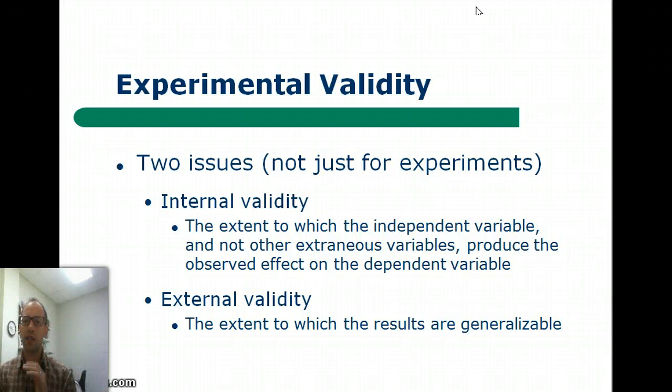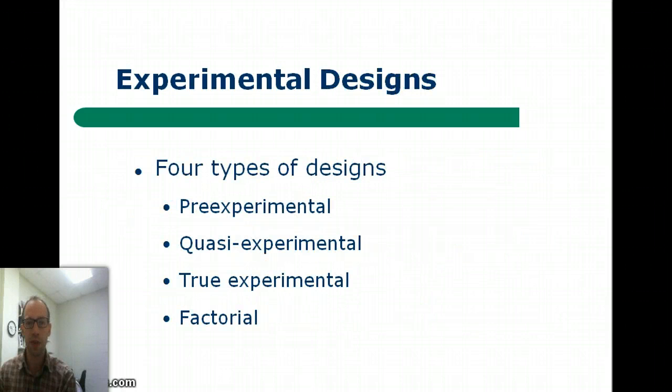So internal and external validity, both are very important. Experiments tend to be very good at internal validity, very poor at external validity, and vice versa for most educational research. At least large-scale educational research will have better external validity and not necessarily as much internal validity. So a combination of both is very helpful when possible. So these 4 designs we're going to take a quick look at.